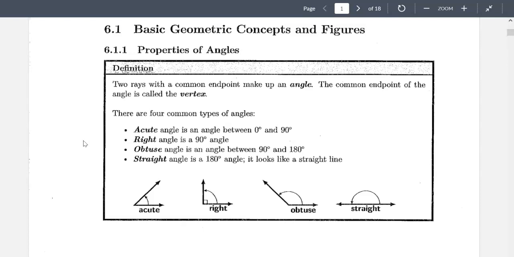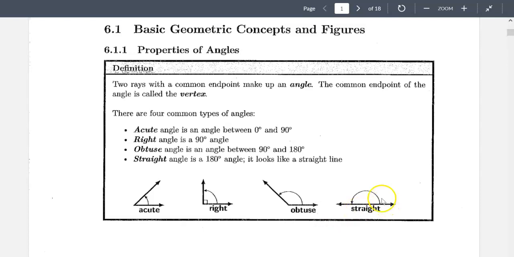Acute angle is any angle that's between 0 and 90 degrees. Right angle is exactly 90 degrees, with this symbol right here. There's a little symbol like a little square, indicating this angle is exactly 90 degrees, therefore it's a right angle. Obtuse is any angle that's bigger than 90 but smaller than 180.